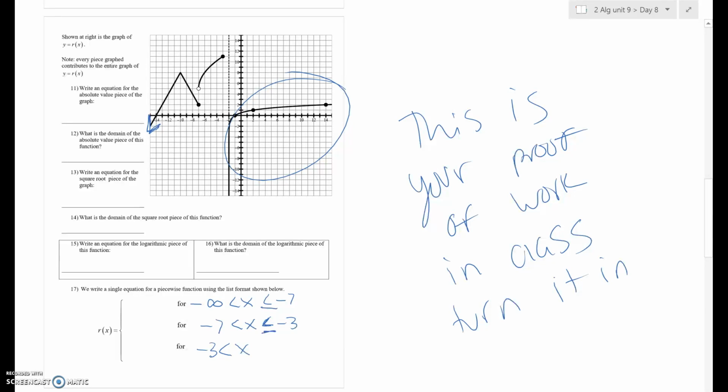You should be careful in writing your equations. The first one is absolute value. It's going to have absolute value bars. The second one is square root. The third one is log. Turn this in when you finish it.